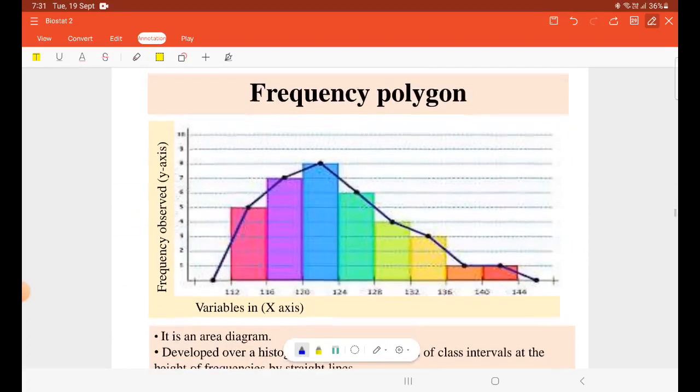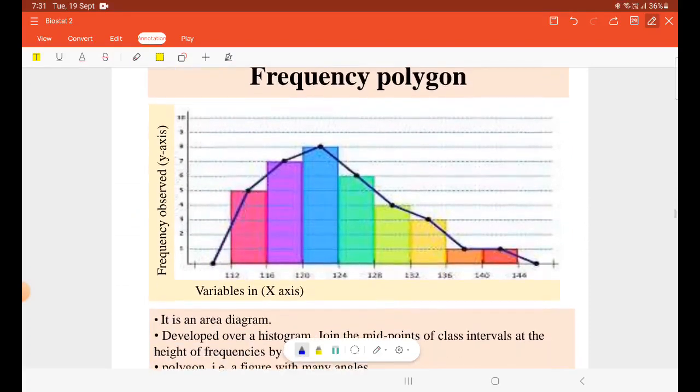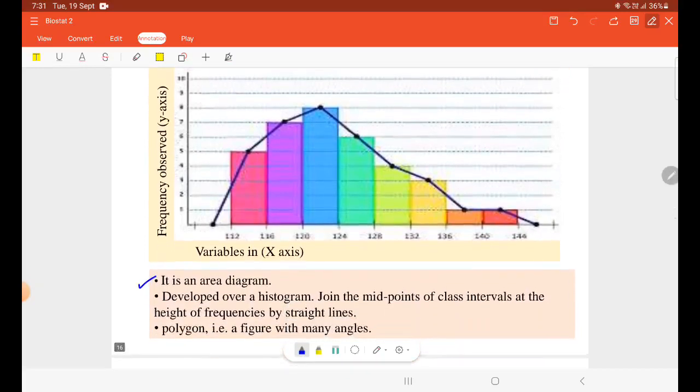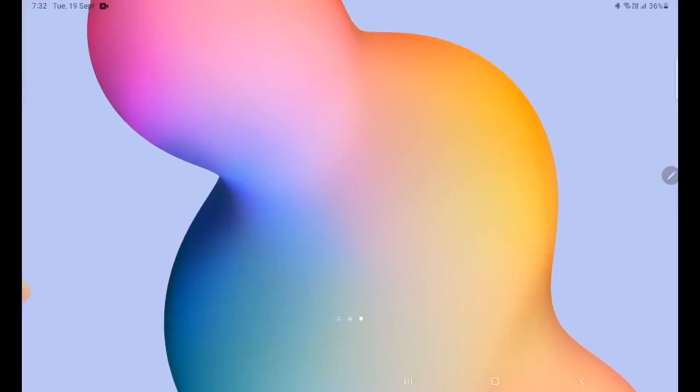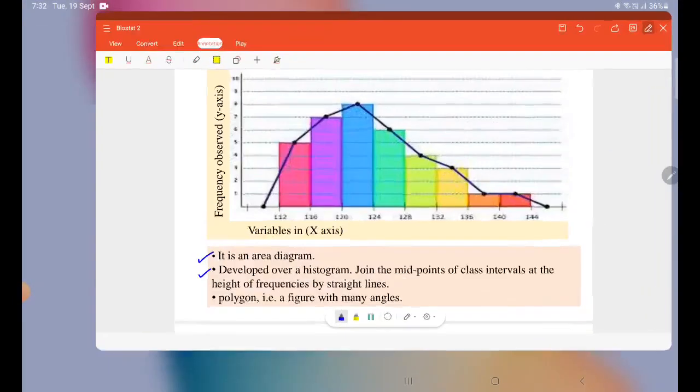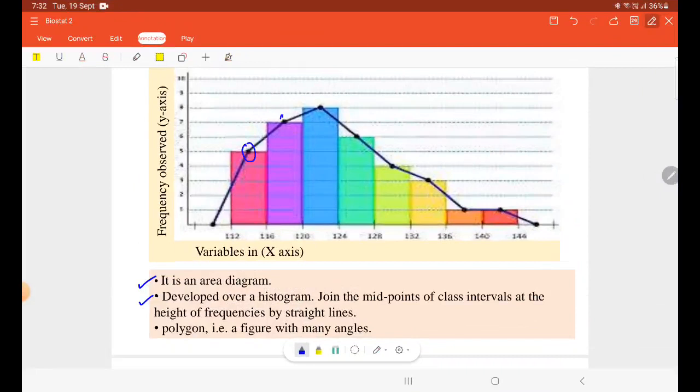Now coming to this, is a frequency polygon. This is also an area curve, an area diagram developed over a histogram by joining the midpoints of the class interval at the height of the frequency by straight lines. The midpoints of the class interval have been joined by straight lines to form the frequency polygon.